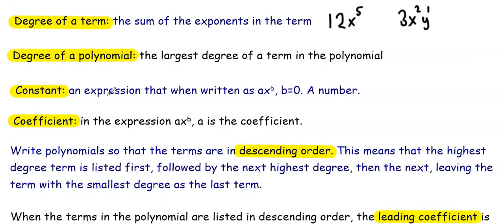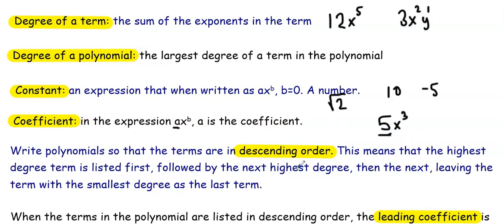A constant is an expression that can be written as ax to the b power, where b equals 0. In other words, a number. So 10 is a constant. -5 is a constant. The square root of 2 is a constant. A coefficient: in the expression ax to the b power, a is the coefficient. So in the expression 5x to the 3rd power, 5 is the coefficient. And this term has a degree of 3.